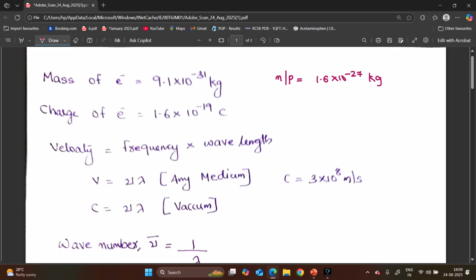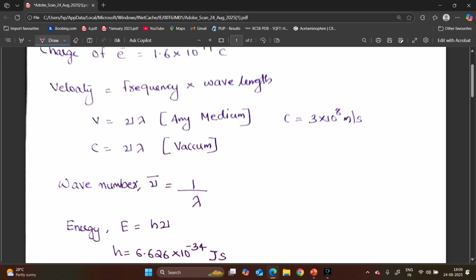Then there is a relationship connecting velocity with frequency and wavelength. The velocity of light or of any radiation is equal to frequency into wavelength. In any medium, the velocity can be written as v equal to nu lambda. But in vacuum, the velocity of light is a constant given by c, that is 3 into 10 raised to 8 meter per second. So in the case of a vacuum as a medium, we can use c equal to nu lambda. In any other medium, we can use v equal to nu lambda.